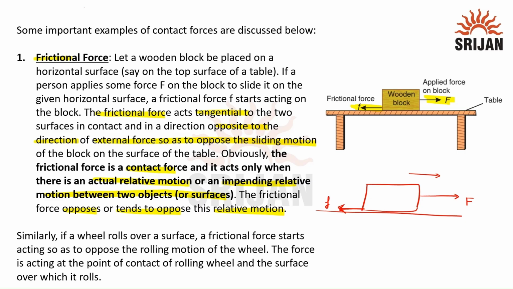Similarly, if a wheel rolls over a surface, a frictional force starts acting so as to oppose the rolling motion of the wheel. Force is acting at the point of contact of the rolling wheel and the surface over which it rolls. This must be clear. That is frictional force.